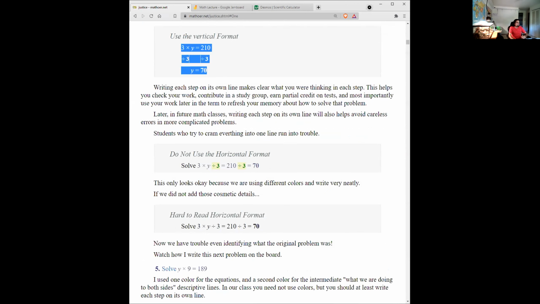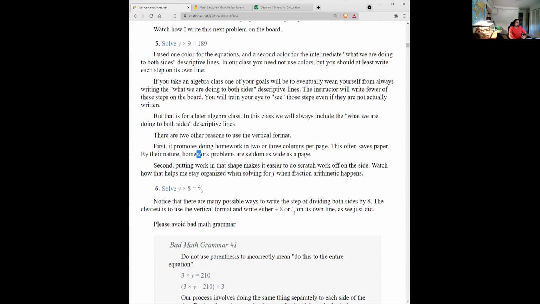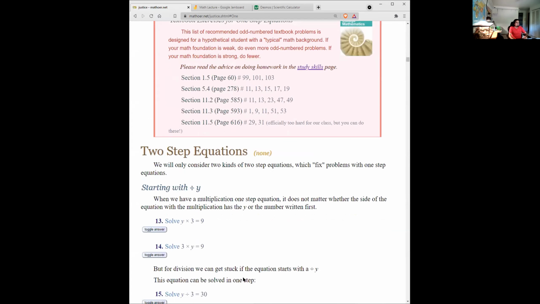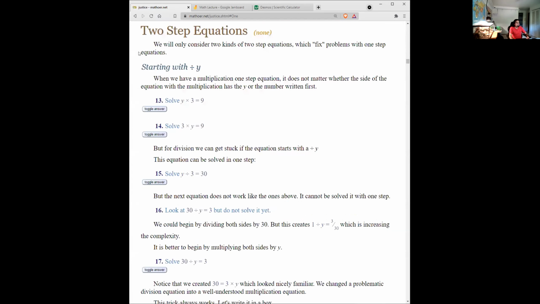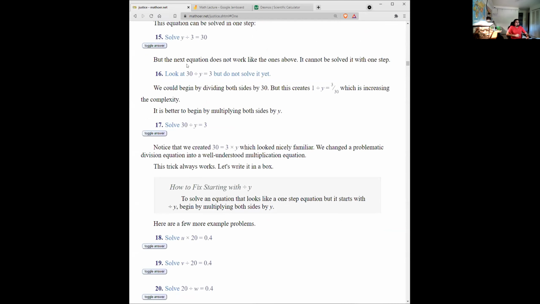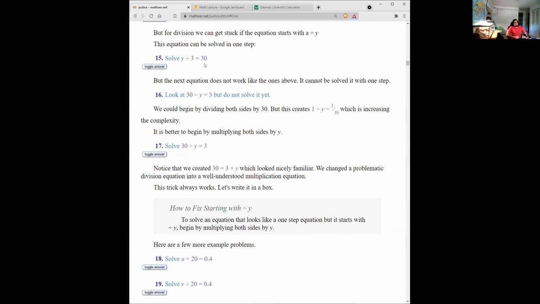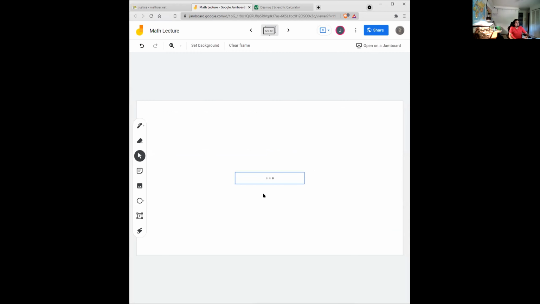Okay, the last thing is y divided by 3 equals 30. This is a one-step equation. All I have to do is say the opposite of divided by 3 is times 3. And then y is by itself, and it's 90.